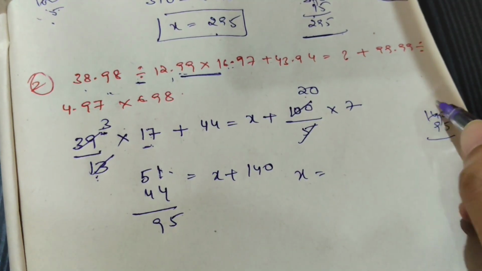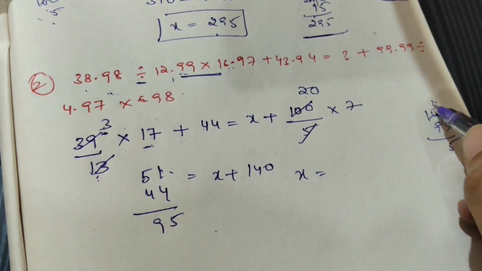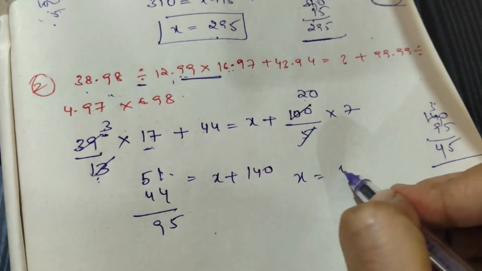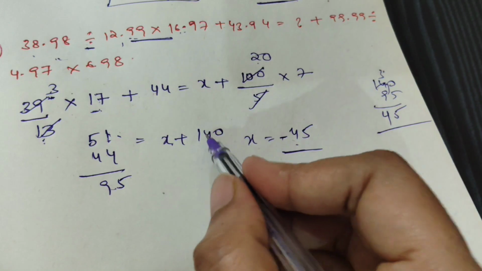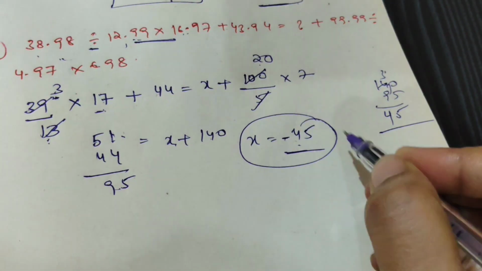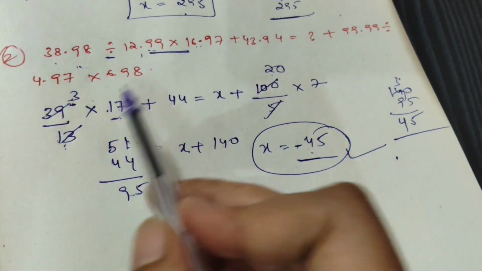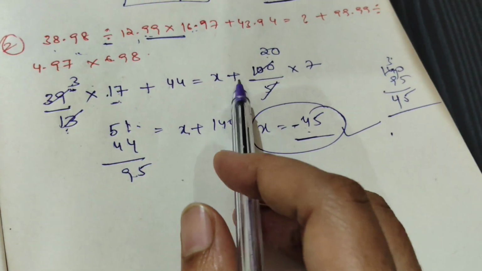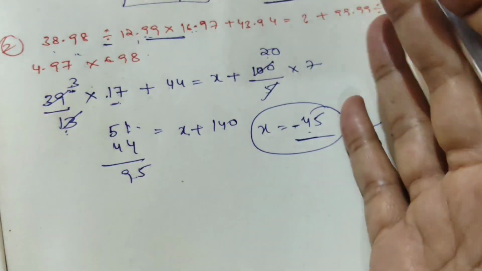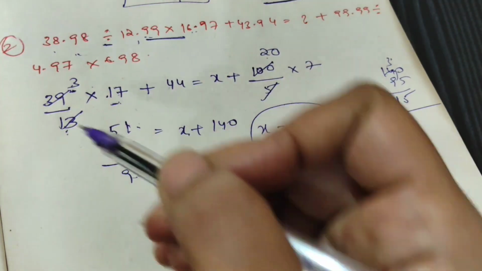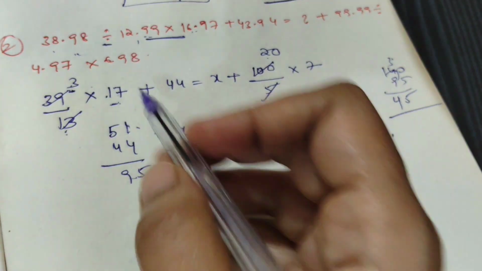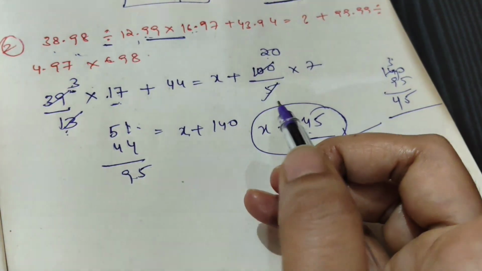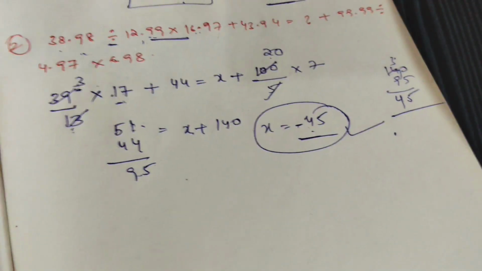Here 95 minus 140, so minus 45. Be careful with the minus, because it is the higher number. So x is minus 45. When you are doing this calculation in exam, don't get tense, and write so that your own handwriting is understandable. Don't get clumsy while writing, because if one symbol is missing, your entire answer will go wrong.